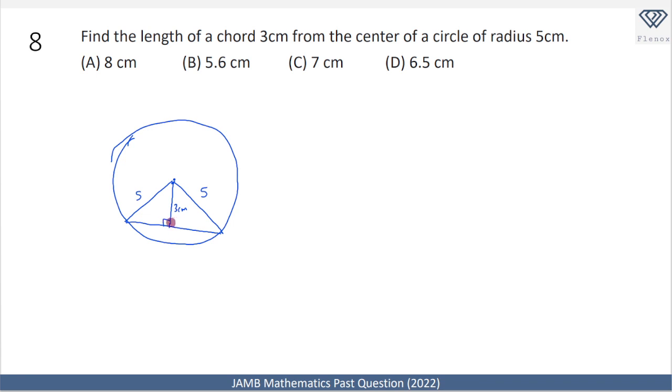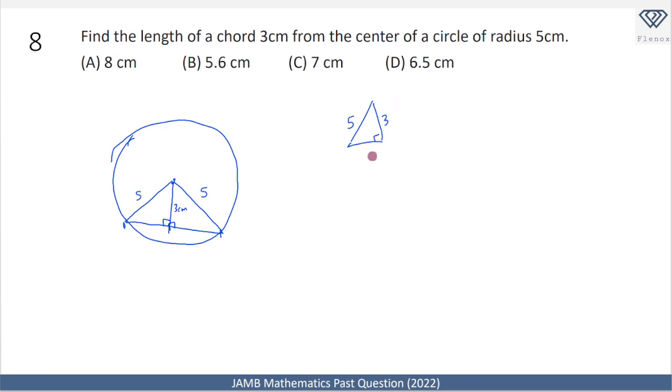Now remember, this is just like a right angle triangle, and we can easily find the length from this point to this point, and we know that it's going to be the same length from this point to this point. So to find the length from this point to this point, I'm going to bring out this triangle over here. So we have this triangle, and we know that the hypotenuse is 5 and this distance over here is 3.